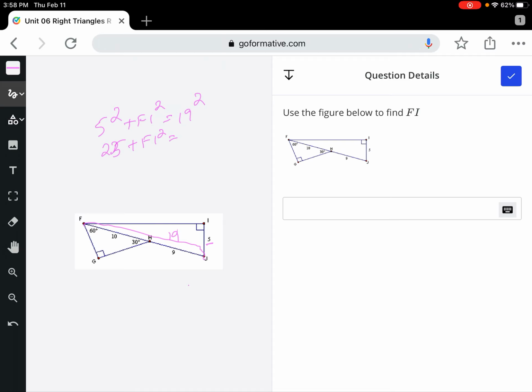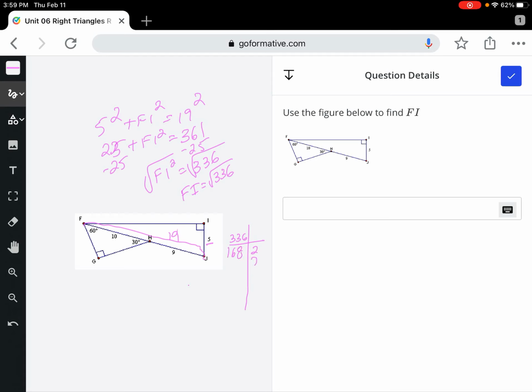So that's going to be 25 plus FI squared is equal to 361. I subtract 25, FI squared is equal to 336. I take the square root. The distance from F to I is equal to the square root of 336. I need to simplify that, so I'm going to do my method.